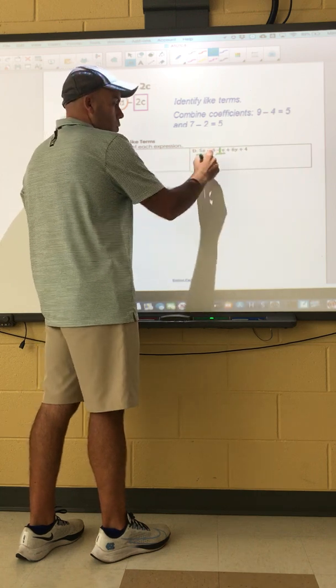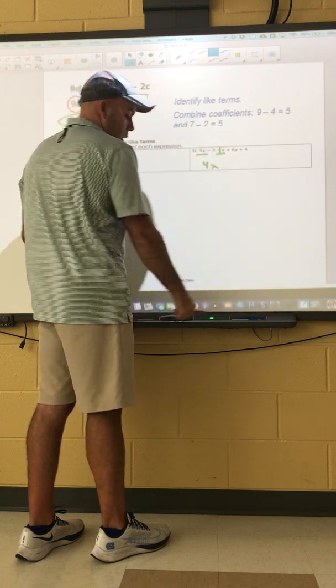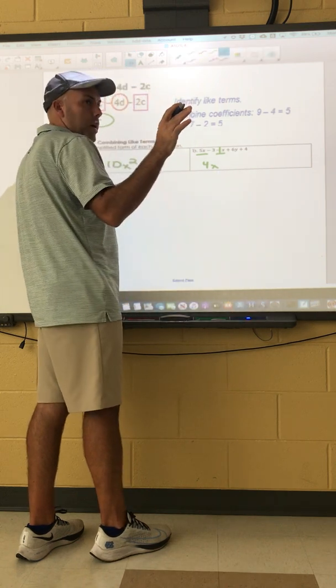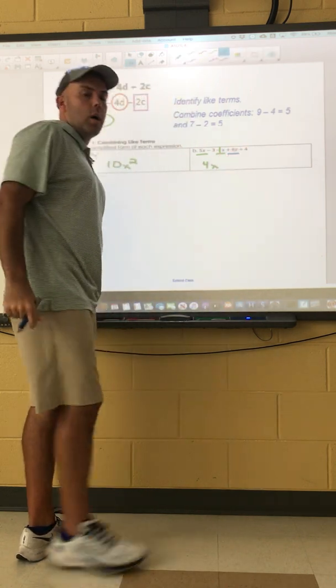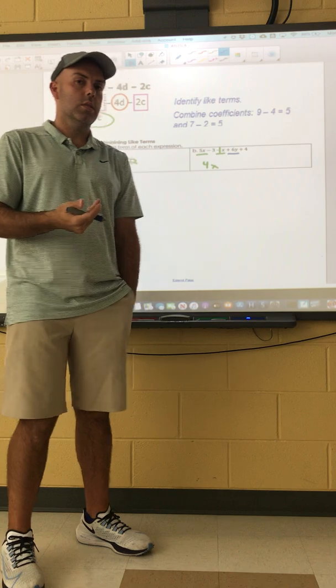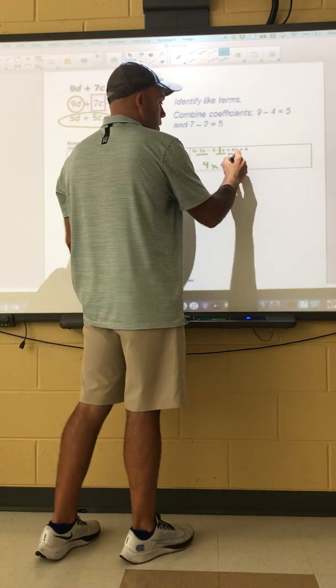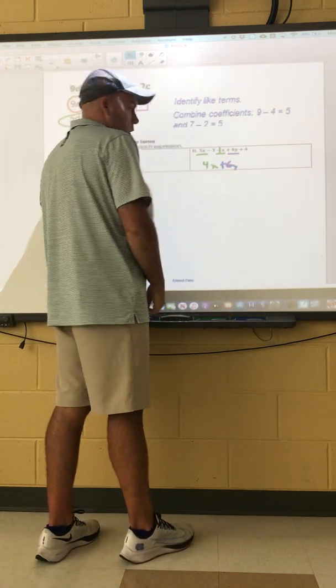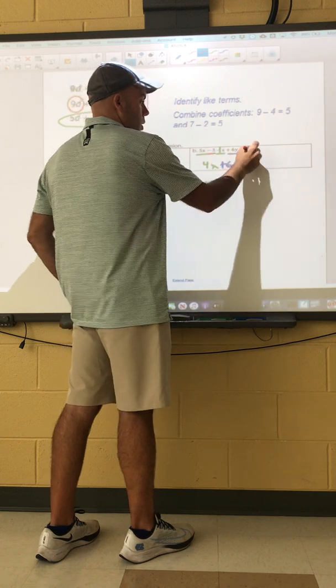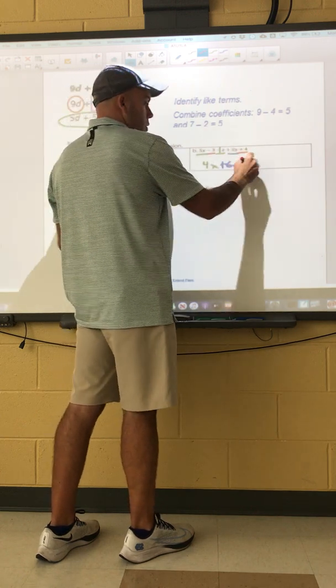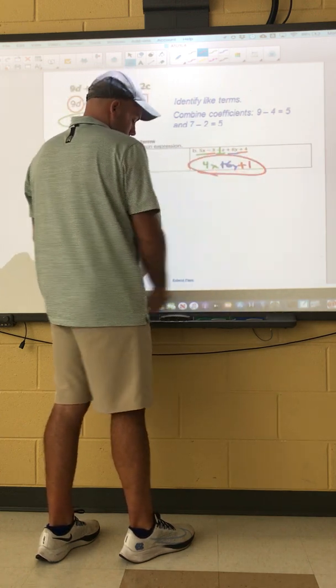So 5 minus 1 is 4x. Okay, now I'm going to look for my y value. Well, I only see one y, so there's nothing else with this 6y to combine with. So I'm just going to write it down, plus 6y. Okay, so then lastly, I see the negative 3 plus 4. Negative 3 plus 4 is 1, and that would be my answer.